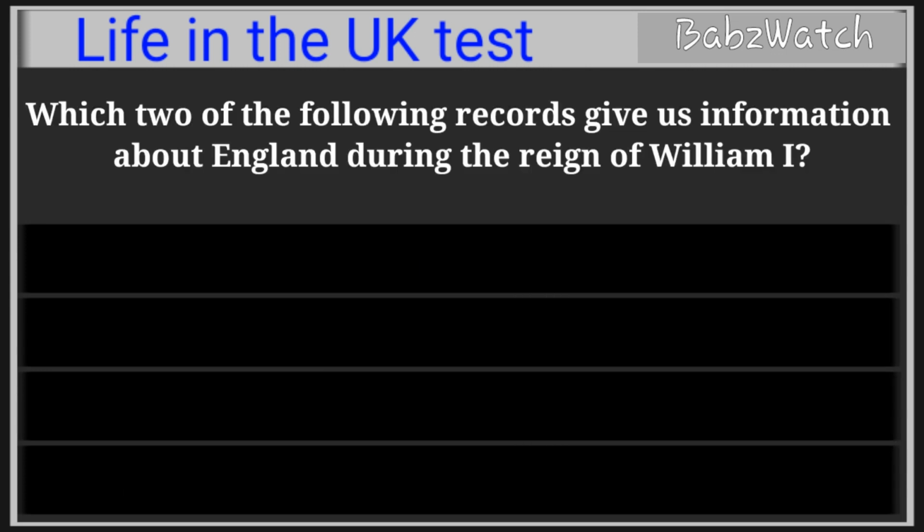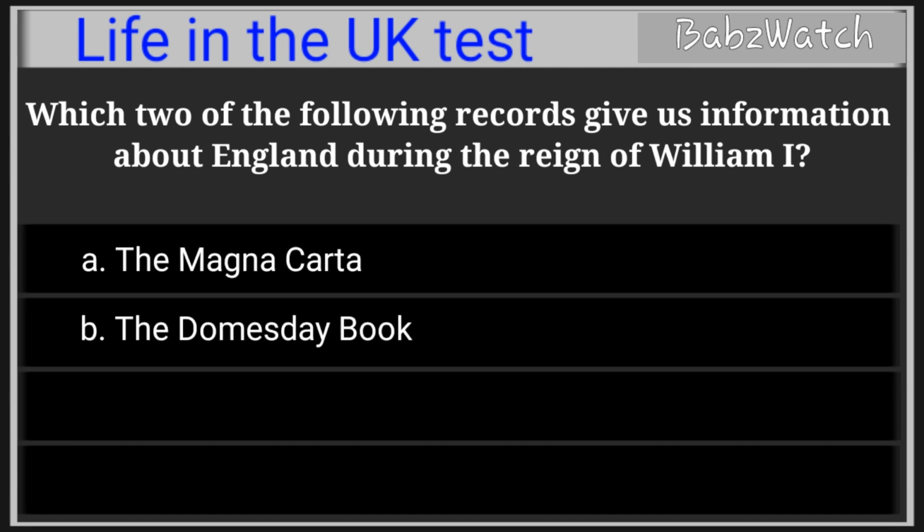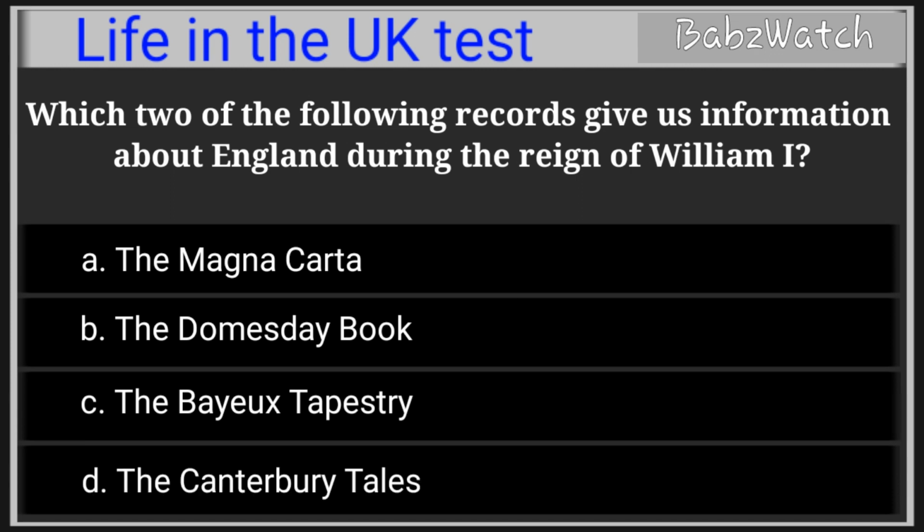Life in the UK test. Question 16 of 24. Which two of the following records give us information about England during the reign of William I? A. The Magna Carta. B. The Domesday Book. C. The Bayeux Tapestry. D. The Canterbury Tales. The correct answers are B. The Domesday Book. C. The Bayeux Tapestry.